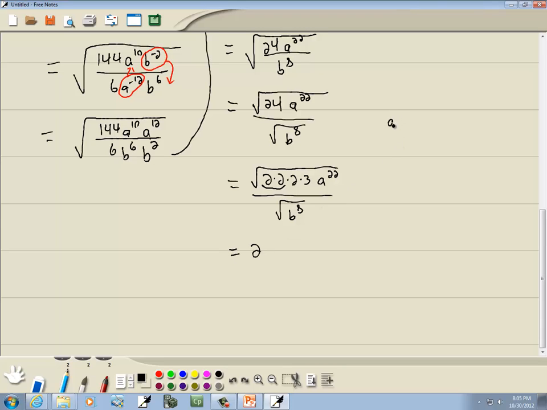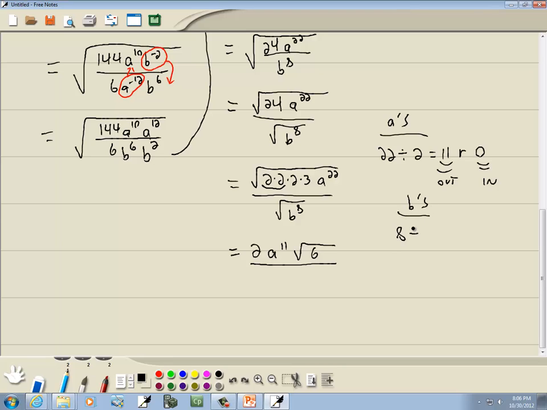Now for the a's. Take our power, which is 22, divide by our index. This is a square root, so it's by default 2. That gives us 11 with a remainder of 0. So this is how many a's come out. We got 11 a's coming out and 0 a's staying in. So we're going to have a to the 11th. The square root of 2 times 3 is 6. That's staying inside.